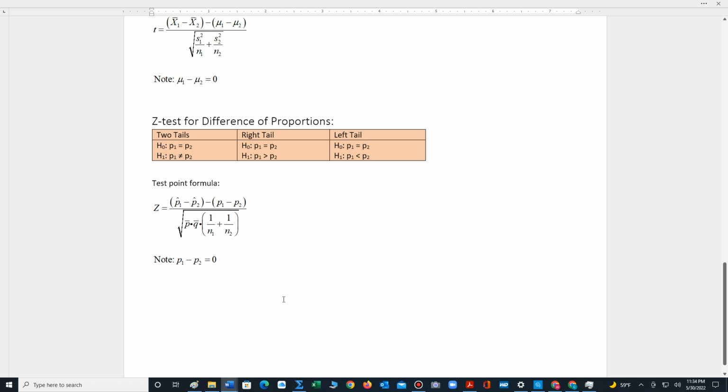So that's just a brief summary of the types of tests that we can have when we're performing a hypothesis test for the difference of two parameters.